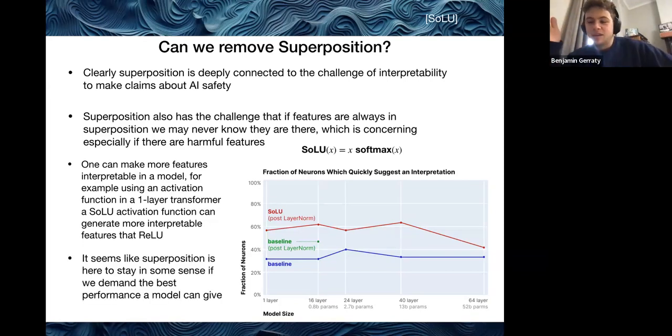So it seems like superposition is here to stay. It seems like it's a very clever thing that models do. That's why the models are so good, because they get very low loss, and GPT-4 is amazing. So it seems like if we want to understand models, we probably need to look at this superposition thing.